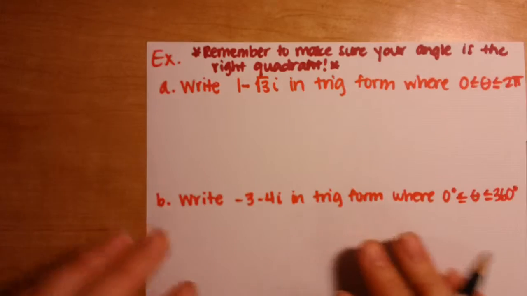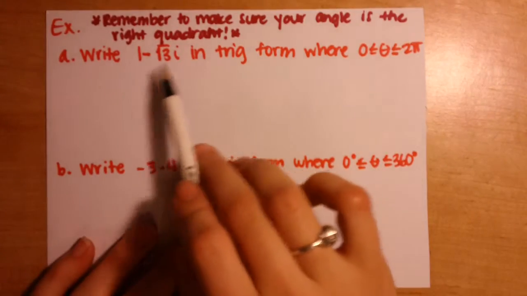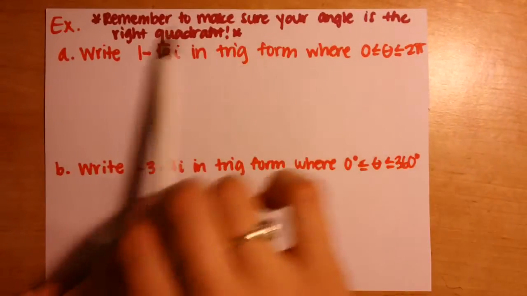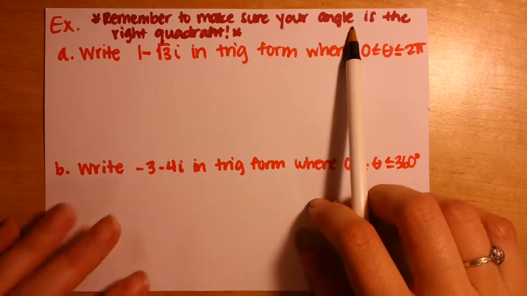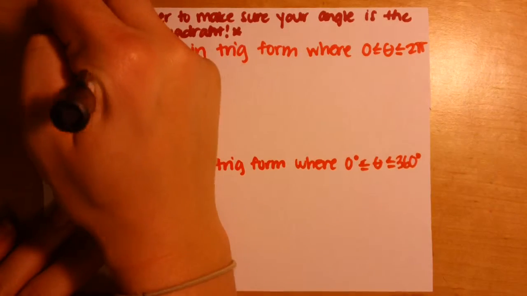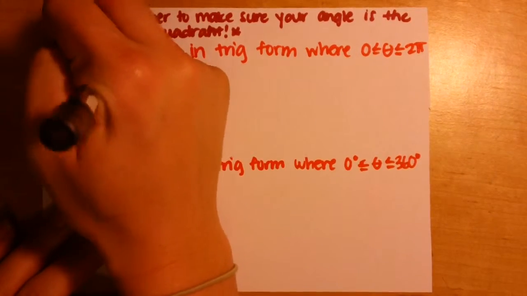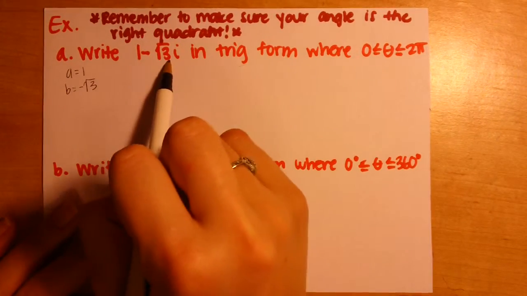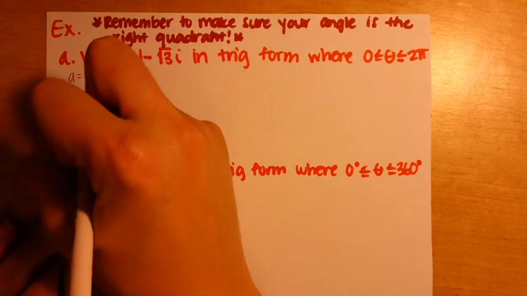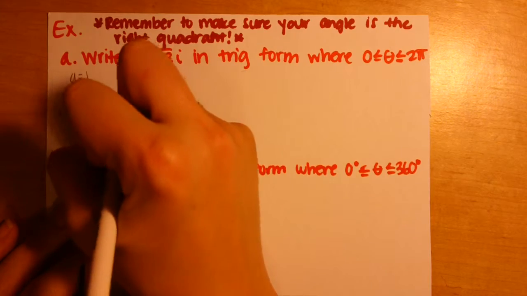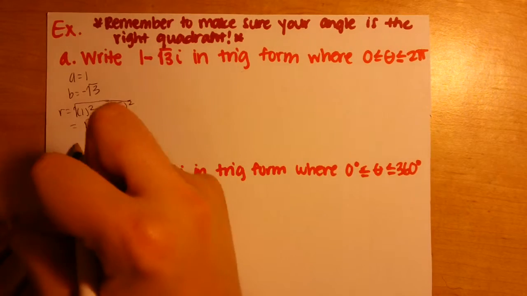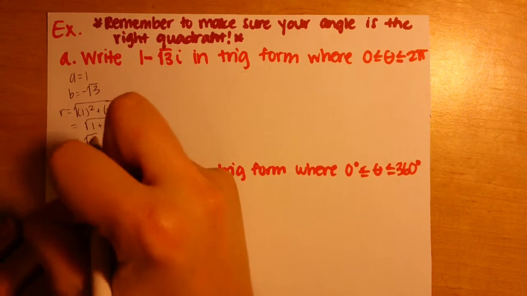So we want to write 1 minus square root of 3i in trig form where theta is between 0 and 2 pi. You want to make sure you're keeping track that your angle is in the right quadrant. So to do this, first we've got to figure out our parts. So we know a equals 1 and b equals the negative square root of 3. This comes straight from here. This is a, this part is your b. So now our modulus, or r, is going to be the square root of 1 squared plus negative square root of 3 squared. And that's going to give us square root of 1 plus 3, which is square root of 4, which equals 2.